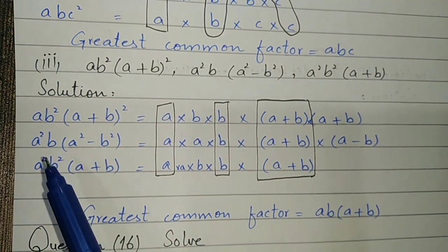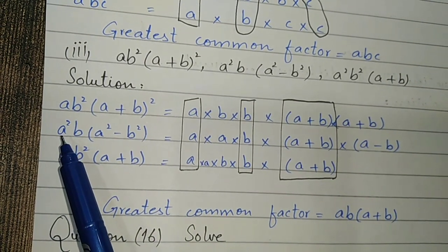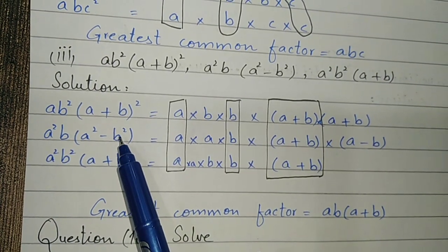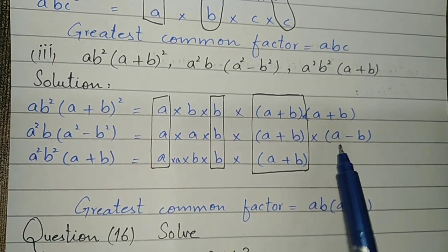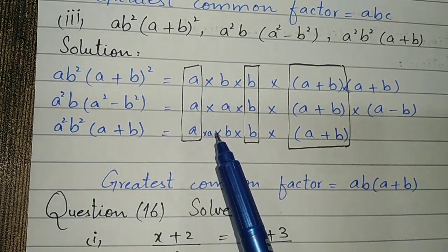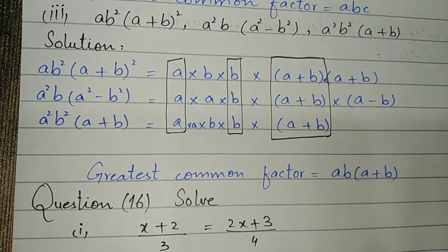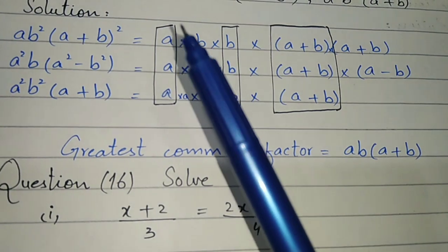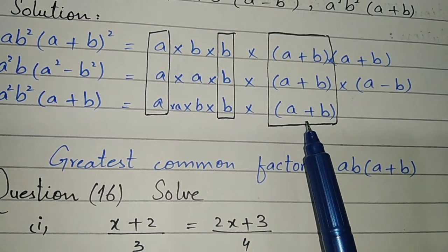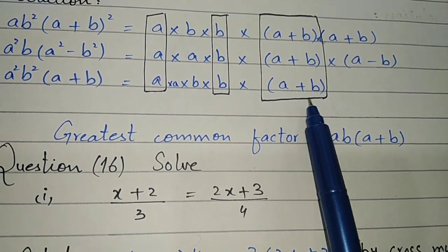Now A squared B into (A squared minus B squared): A squared B can be written as A two times and B. A squared minus B squared is the identity, that is (A plus B) into (A minus B). A squared B squared into (A plus B) can be written as A squared means A two times, and B squared means B two times, multiplied by (A plus B). Now we take the common terms: A is common in the three terms, B is common in these terms, and (A plus B) is common in the three terms. So the greatest common factor is AB into (A plus B).